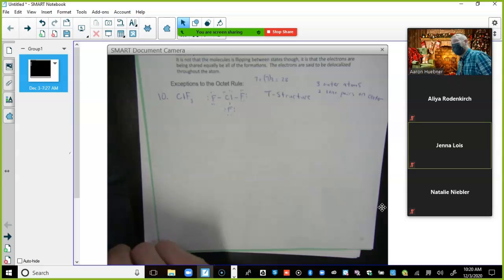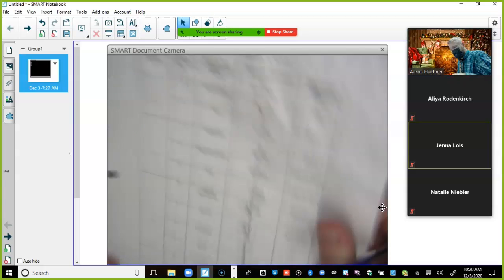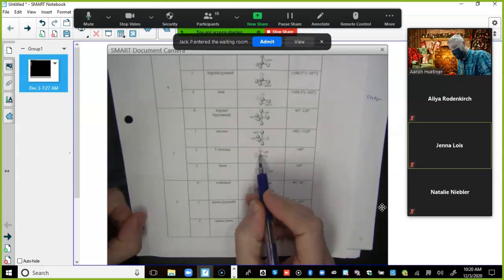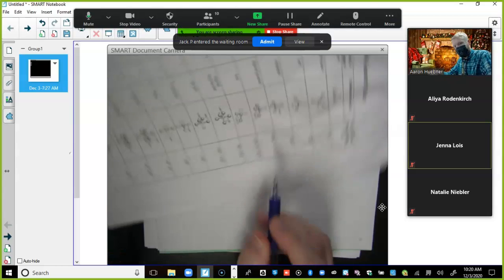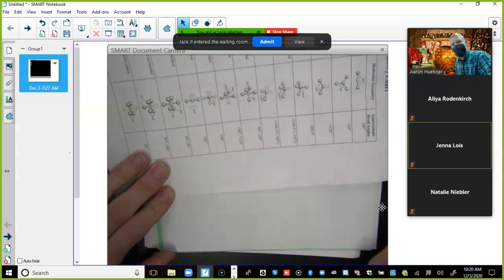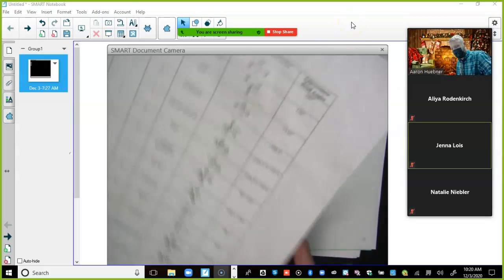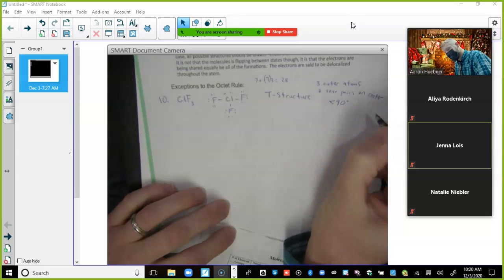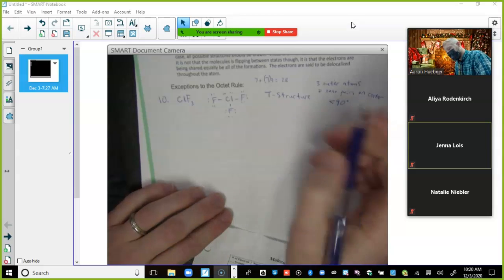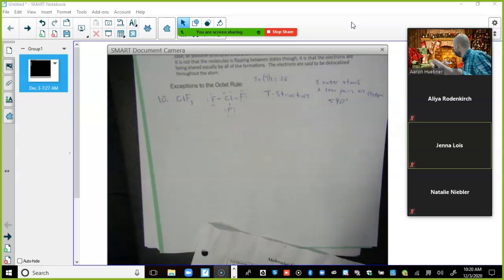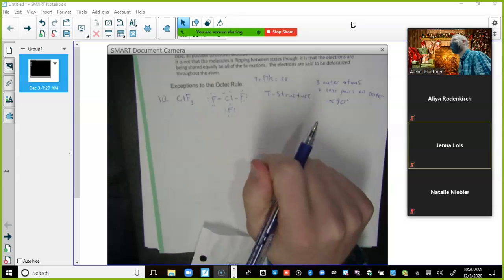Alright, bond angle of T structure is less than 90. Hey, it looks like a T. Put it like this. Imagine that. I guess that's where the name comes from. So less than 90. Alright, T structure. So let's make this look... Hey! It actually looks like a T, so I don't have to change it. Here's my T.